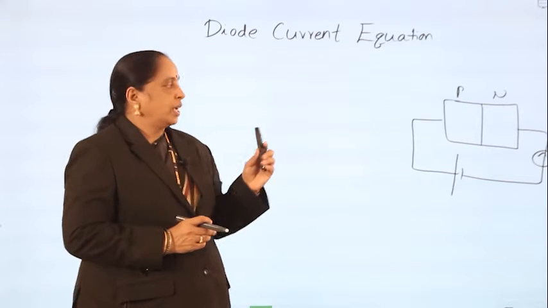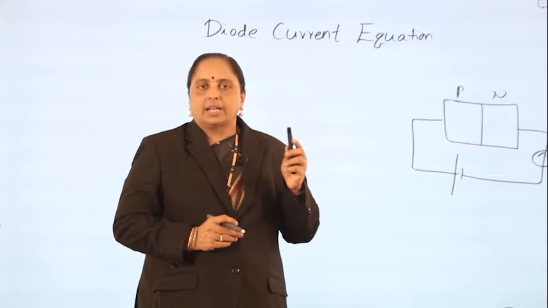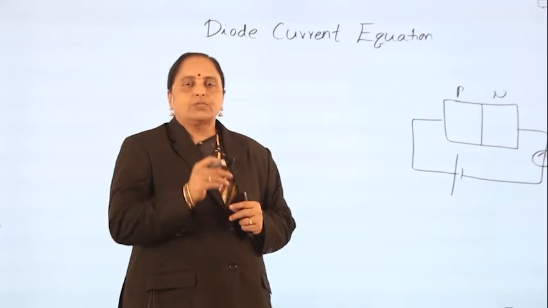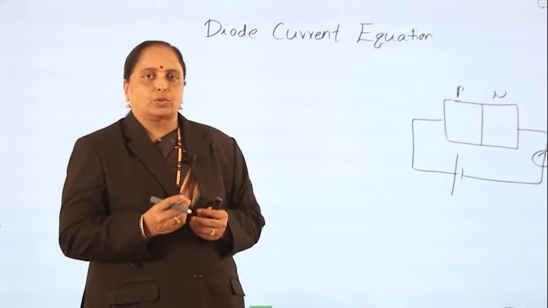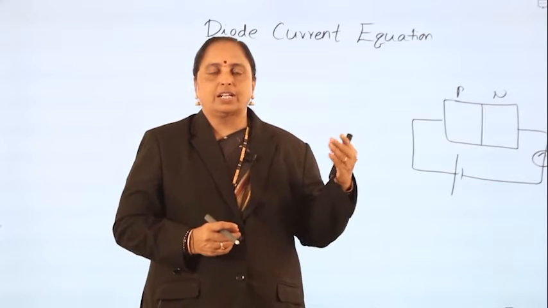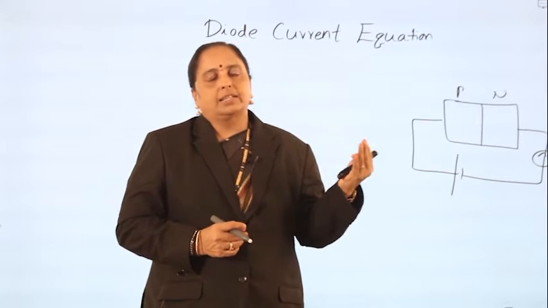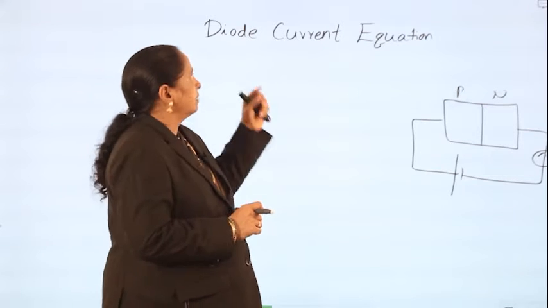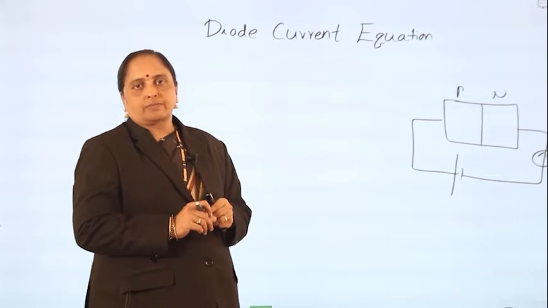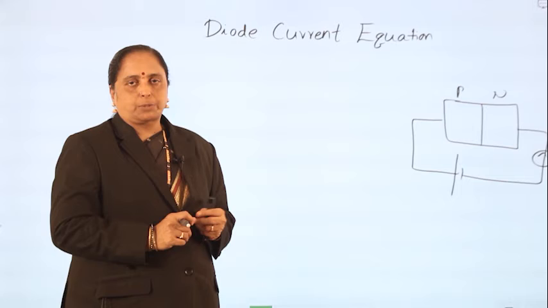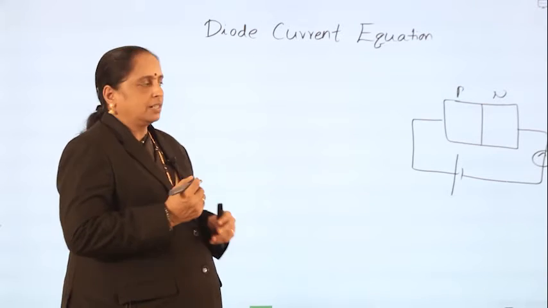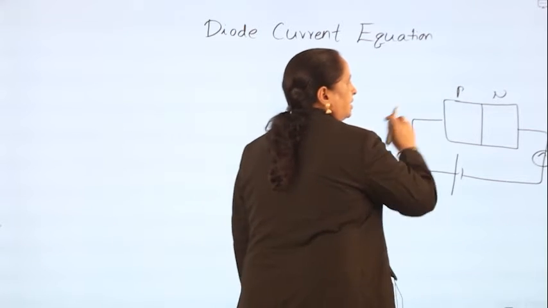We are going to study the expression for the diode current equation, which we can calculate any time. Whenever you change the forward bias voltage, the corresponding current can be calculated using this diode current equation. To derive this expression, let us see the construction of the PN junction diode. See here, this is the construction.